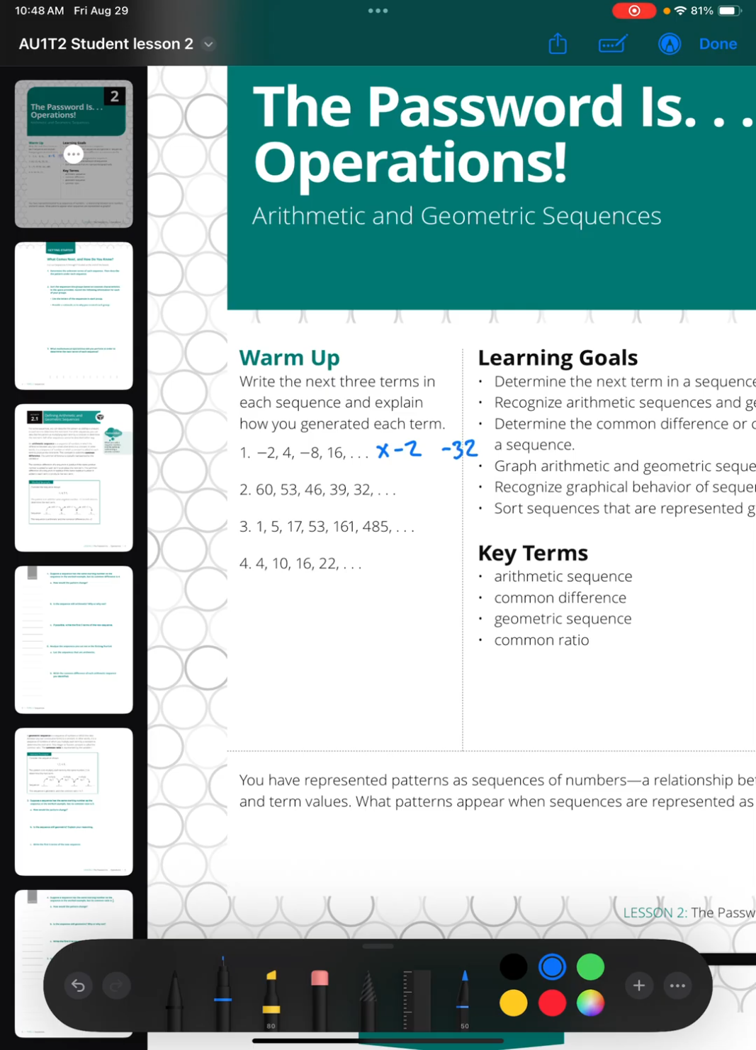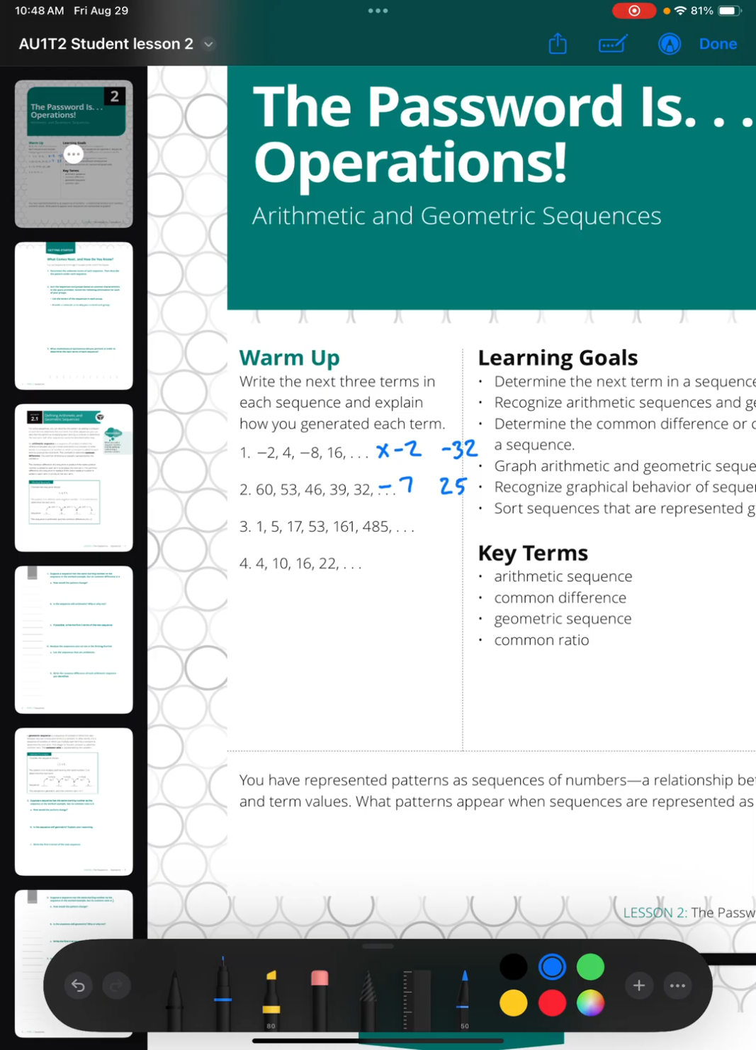Now for the second one, the pattern going on there is looks like we have a same difference each time going down by 7. So we're subtracting 7. So if we're looking at the next term, 32 minus 7, our next term would be 25.